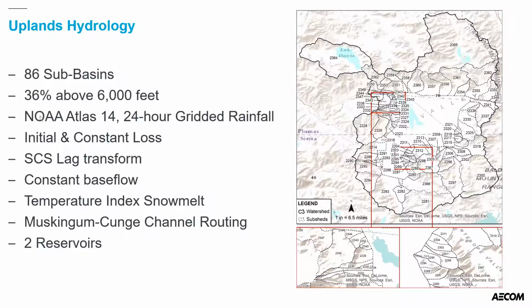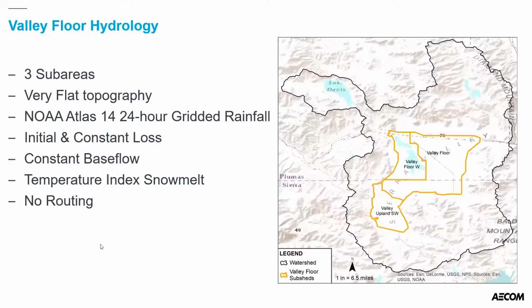We did adopt the NOAA 14 rainfall, and we'll talk a little bit more about that in a minute. We did continue with initial and constant loss methods. We did use the SCS lag transform, constant base flows, temperature index methods for snowmelt. In the uplands basins, we have a couple of spots where we do have some channel routing. We have about 20 basins and 2 different locations that route together before entering the valley bottom, and those 2 reservoirs I mentioned.